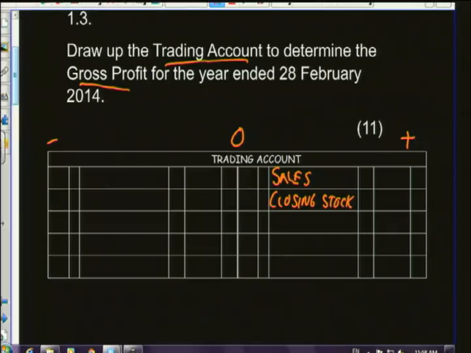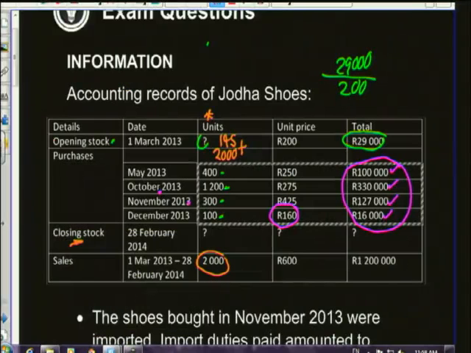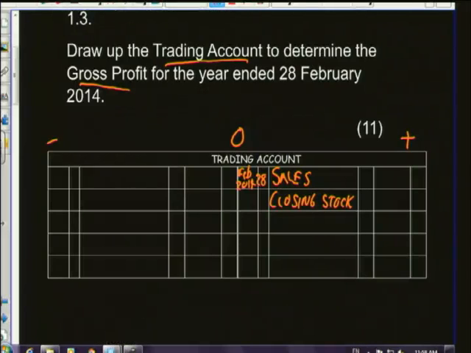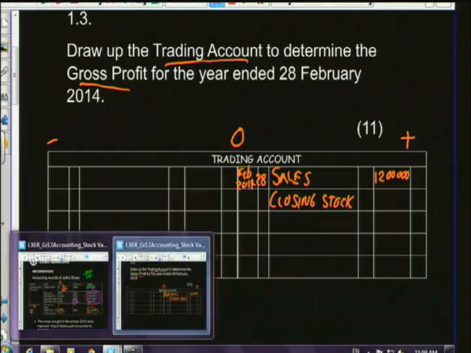And remember, this is happening at the end of the financial year, 28th of Feb 2014. Right, let's start off with sales. Remember, again, we need to go back to our information table. Our total sales for the year was an amount of 1,200,000. So let's take that figure through to our T account. Sales for the year, 1,200,000.